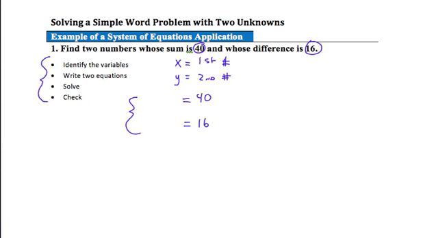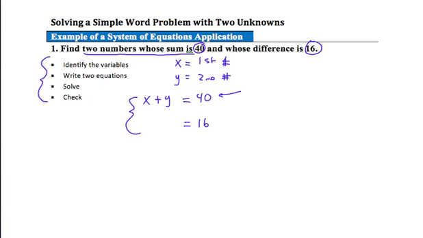So now what are we going to do to come up with this answer of 40? Let's look back in the problem, and it says two numbers whose sum is 40. That means if I add these two numbers together, they're going to have to come up with 40. So let's take our first number, x, and add our second number to it. That's going to give us this sum of 40.